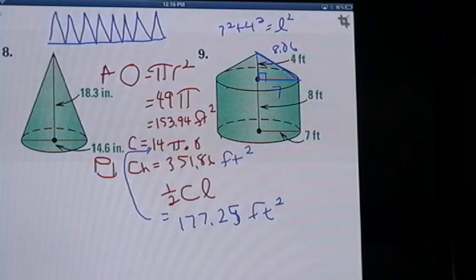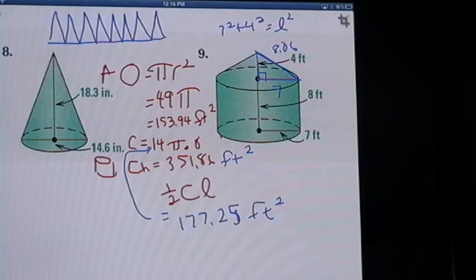So we have 153.94 plus 351.86 plus 177.25 is 683.05 feet squared.